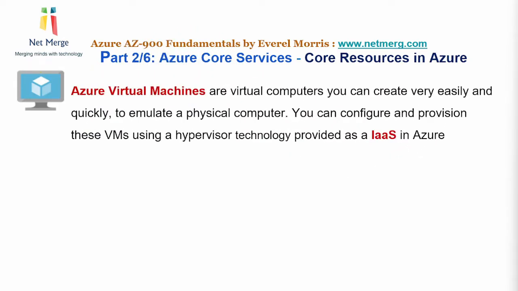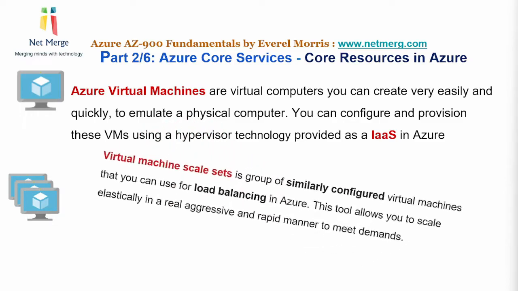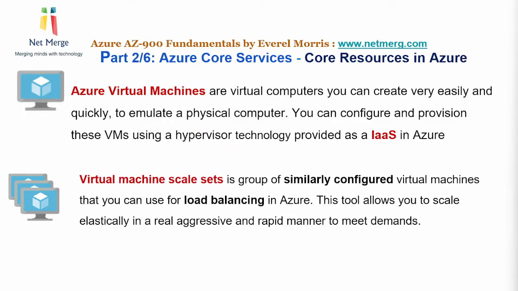They are virtual computers you can create very easily and quickly to emulate a physical computer. You can configure and provision a virtual machine using hypervisor technology provided at the infrastructure as a service level in Azure, and we spoke about that in detail. At that level is where you can create and configure your virtual machine. When we spoke about elasticity, we talked about virtual machine scale sets. It's a group of similarly configured virtual machines.